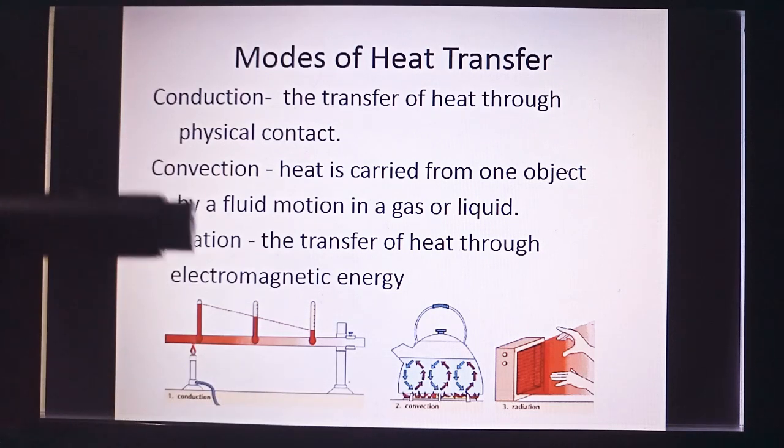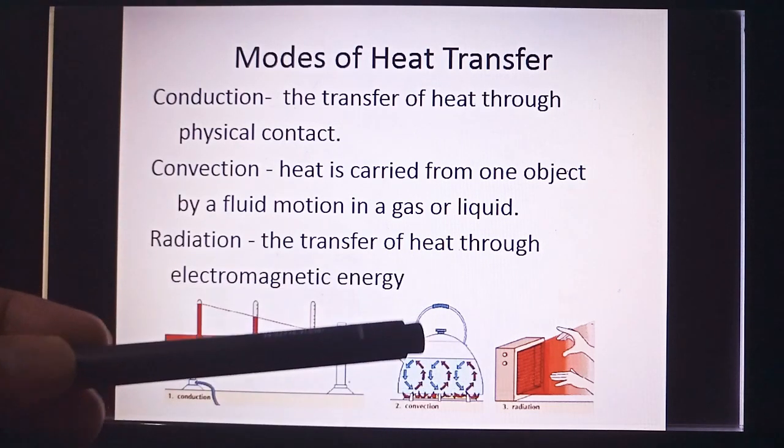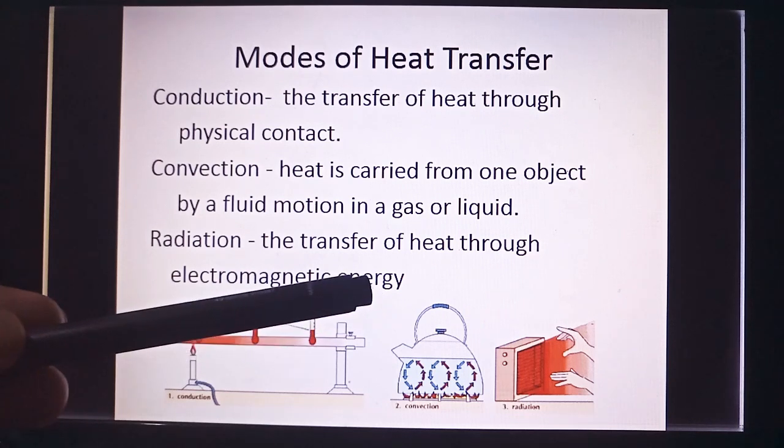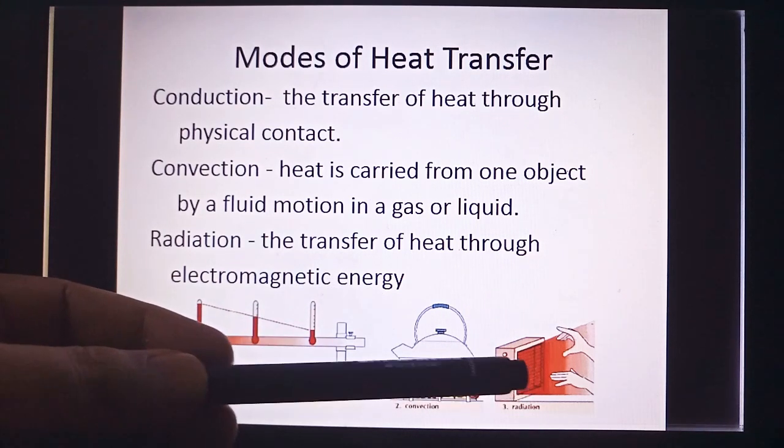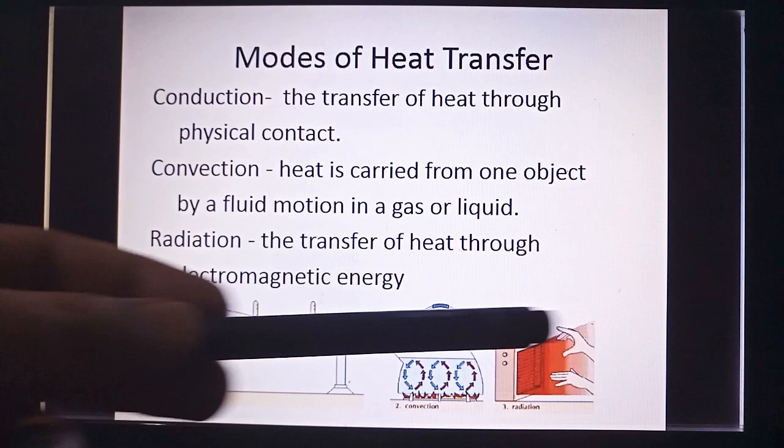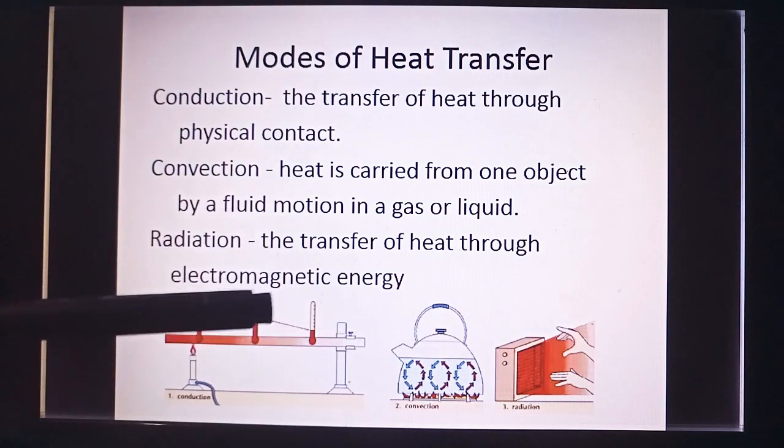And then for radiation, the transfer of heat through electromagnetic energy. So for example, this one is radiating. So there is what we call electromagnetic energy. Those are the modes of heat transfer.